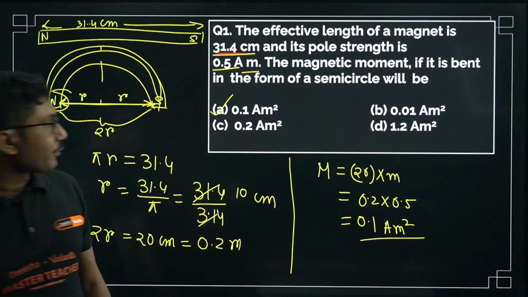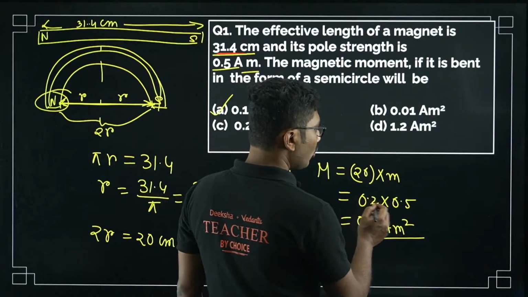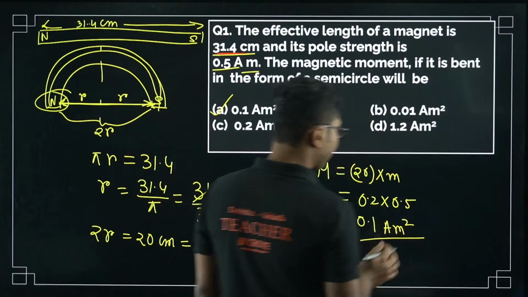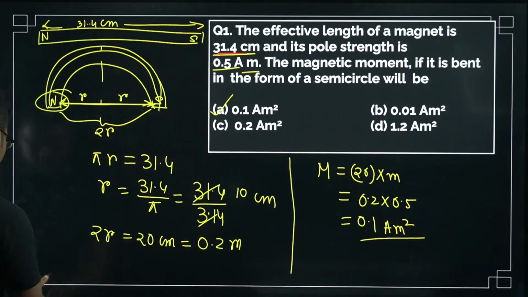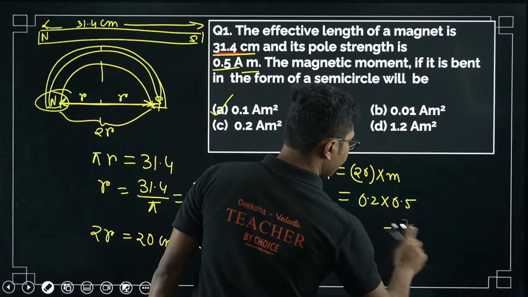Chandan saying it will be option B. So 0.2 into 0.5. Okay, 0.2 into 0.5. If you have confusion, let me remove it. This is very common mistake you make.